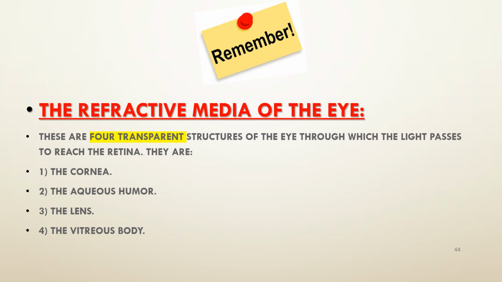Remember that the refractive media of the eye are four transparent structures through which the light passes to reach the retina. They are the cornea, aqueous humor, lens, and the vitreous body.